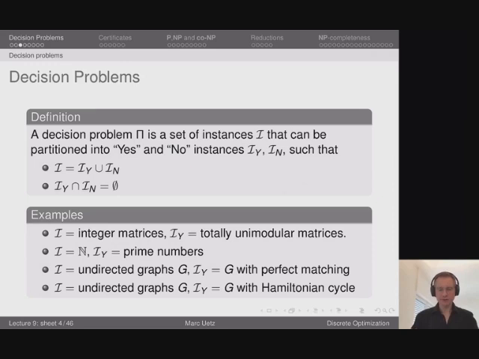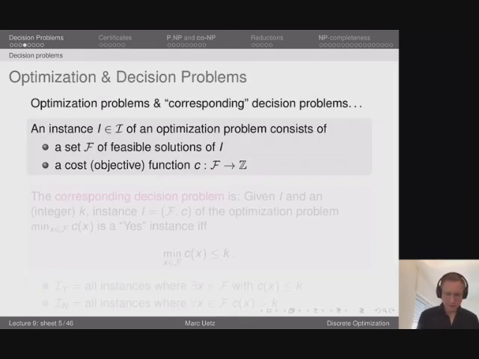Okay, so this was our first definition, decision problems, which is a collection of instances which are either yes or no. But how does this relate to the problems that we're actually interested in, namely optimization problems? And that goes very naturally. So remember that an instance of an optimization problem consists of a set of feasible solutions to that instance, and then each feasible solution has a certain cost or objective function value which we would like to minimize, say. Okay, so we are interested in the feasible solution with minimum total cost.